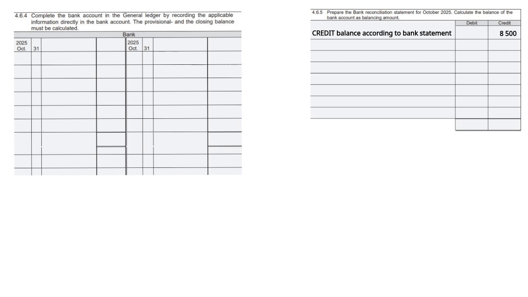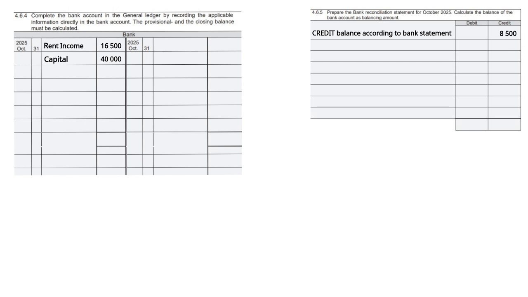Then B, a direct deposit of 16,500 Rand made in relation to rental. We know rent income goes to our CRJ, so we're going to go to our bank account. On the debit side, we're going to say rent income, and we're going to enter 16,500 Rand. Then C, a direct deposit of 40,000 Rand made by the owner to increase her capital. So capital contributions is also an income. It goes to our cash receipts journal, and it will go on the debit side of our bank account. So we're going to say capital, 40,000.